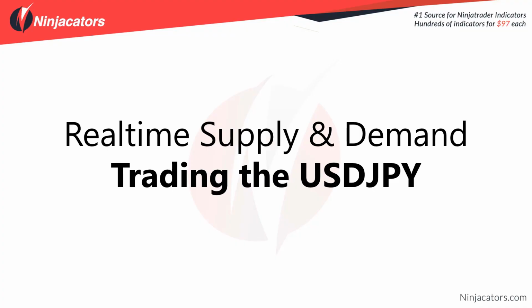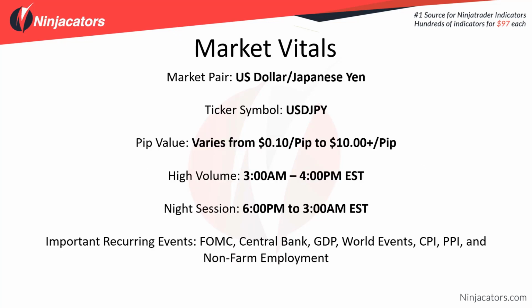In this video we're going to talk about the benefits and application of using the supply and demand tool with trading the dollar yen. Let's talk about this market's vitals real quick. First of all, this market pair is the US dollar versus the Japanese yen. The ticker symbol is USDJPY.